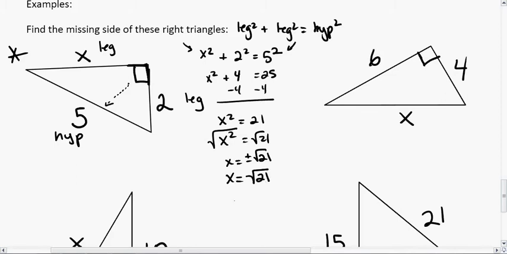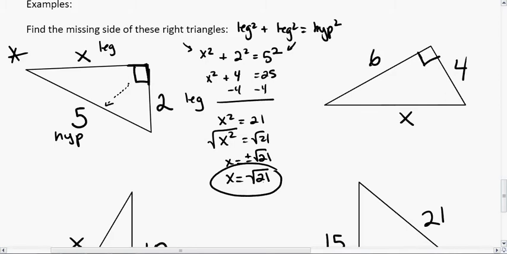I can ignore the negative one. Second thing I need to think about is, can I simplify this? Is there any number that will go into 21 and give me a perfect square or a pair of factors? And there isn't. I'm not going to be able to break this down any more than it is. So I am done. X equals the square root of 21.